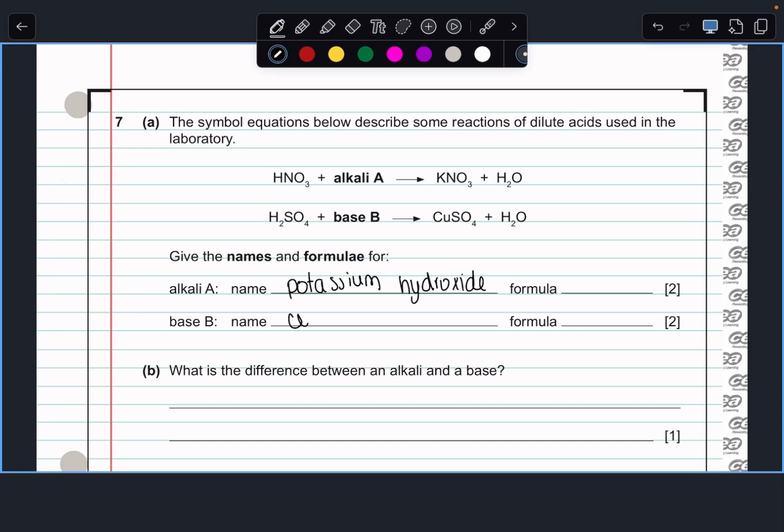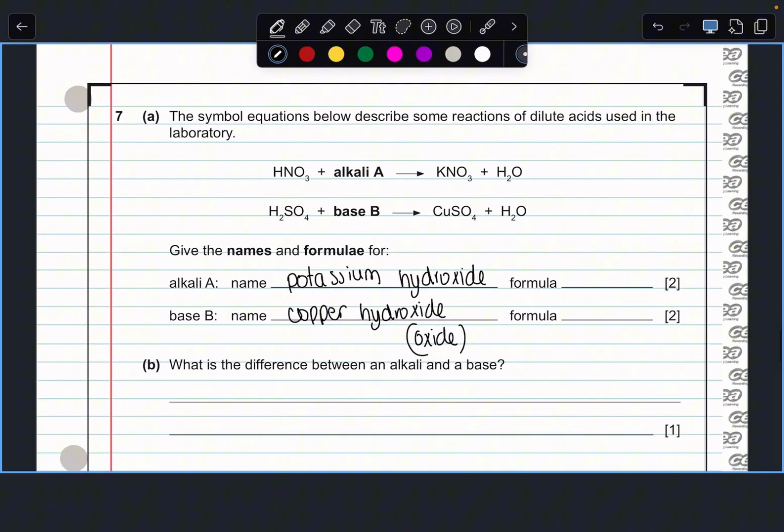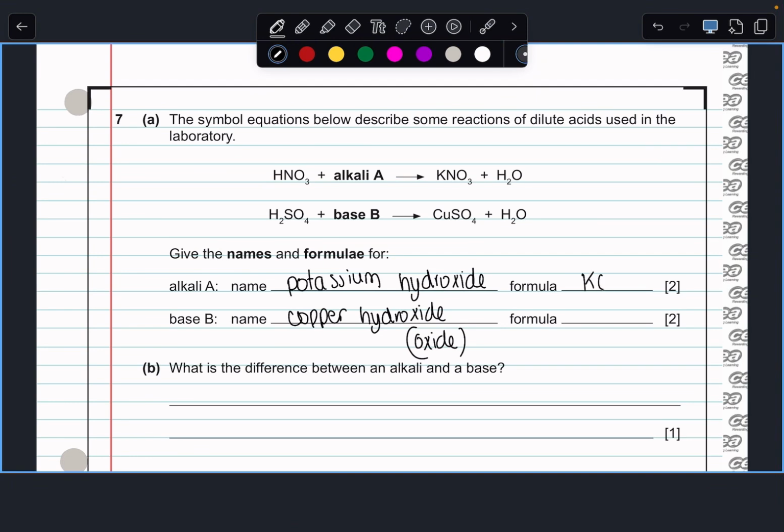Then the next one is base. So a base can be a hydroxide or an oxide. So we know it has to be copper oxide or copper hydroxide. So we've got down both of them here. So the formula here as well of potassium hydroxide is KOH. Double check yourself. So it's K plus, OH minus, back of the periodic table because hydroxide's there.